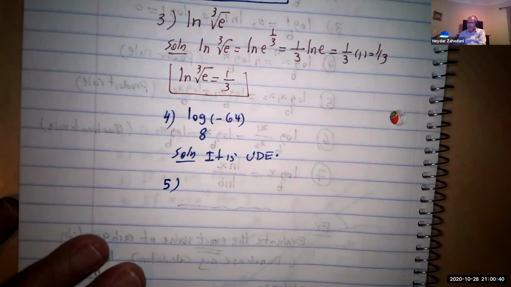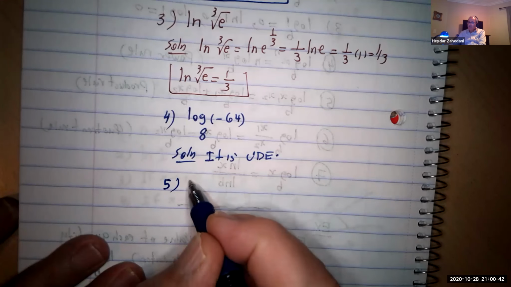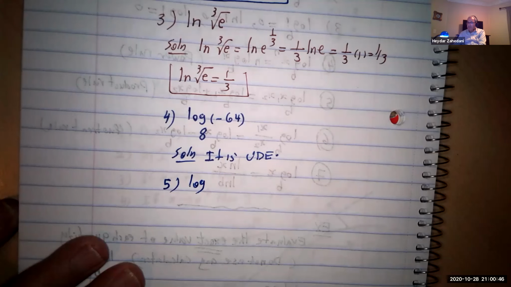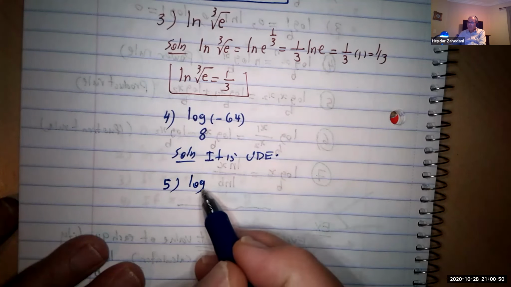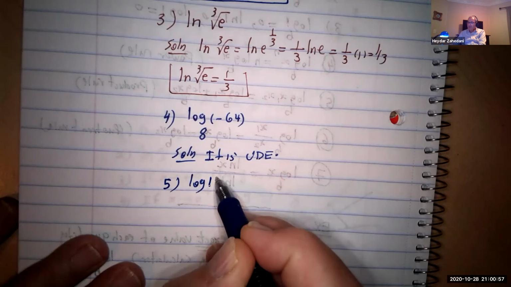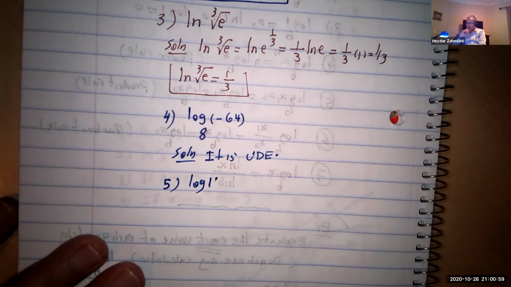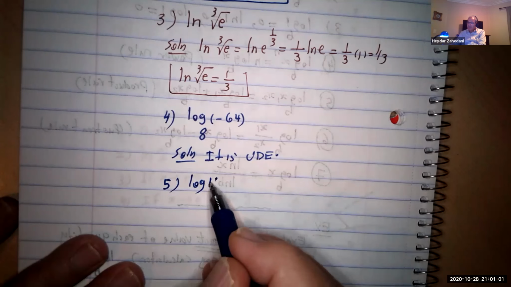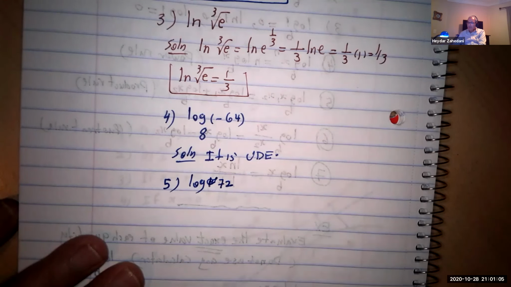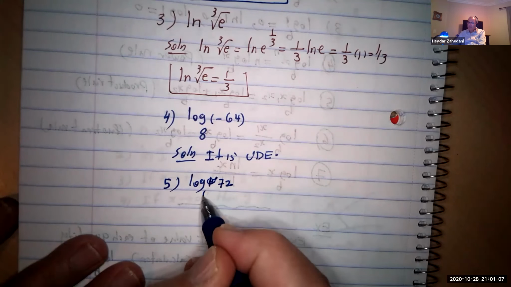Let's see how we're going to take care of this one. You see, you have something like this. In your book, this is going to be, how about, I just want to give you the precise one, log of 72. Okay, it's going to be log of 72 at base 6.